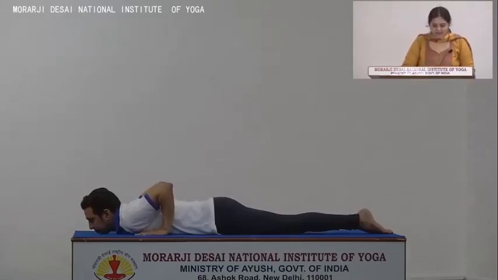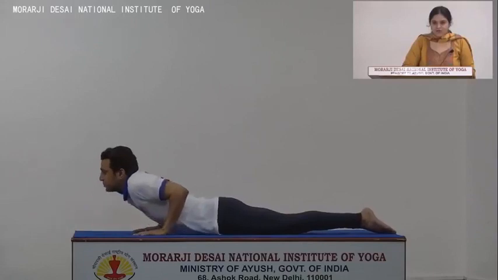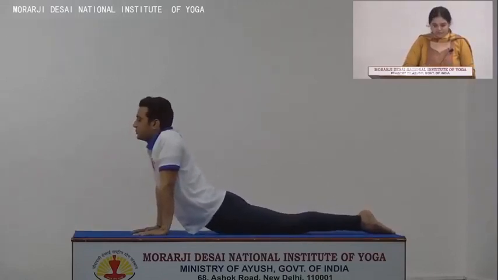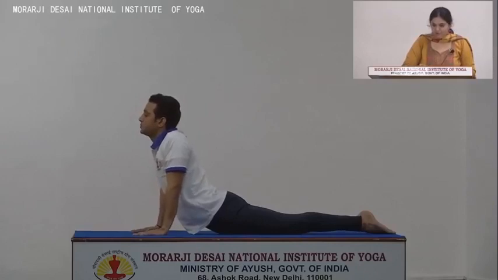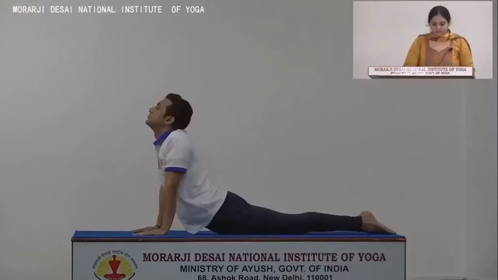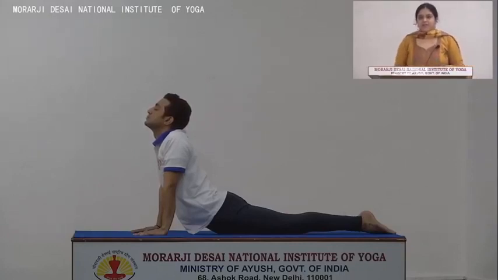Now inhale and slowly lift your neck, shoulder, chest and straighten your elbows like this. Your elbows are straight in the final posture. Thighs are slightly lifted off the floor. Neck is slightly taken back. Don't overextend your neck. This is another variation of Bhujangasana. Maintain the posture with normal breathing.